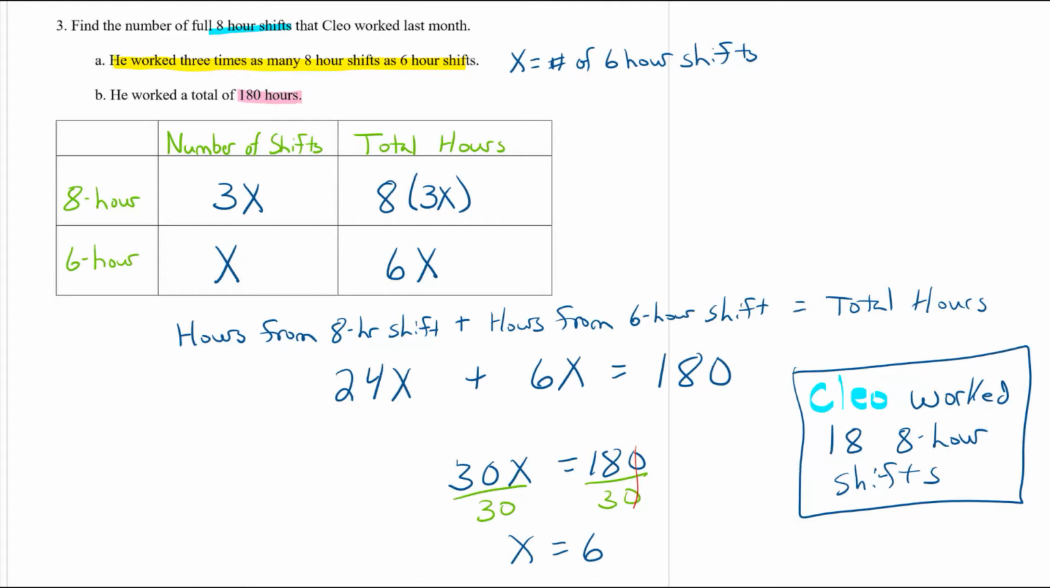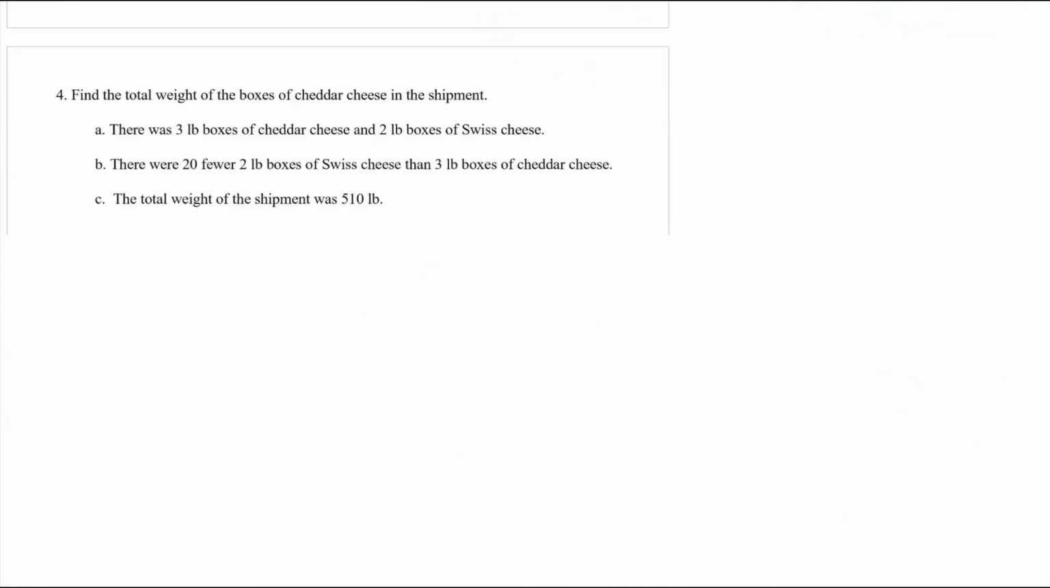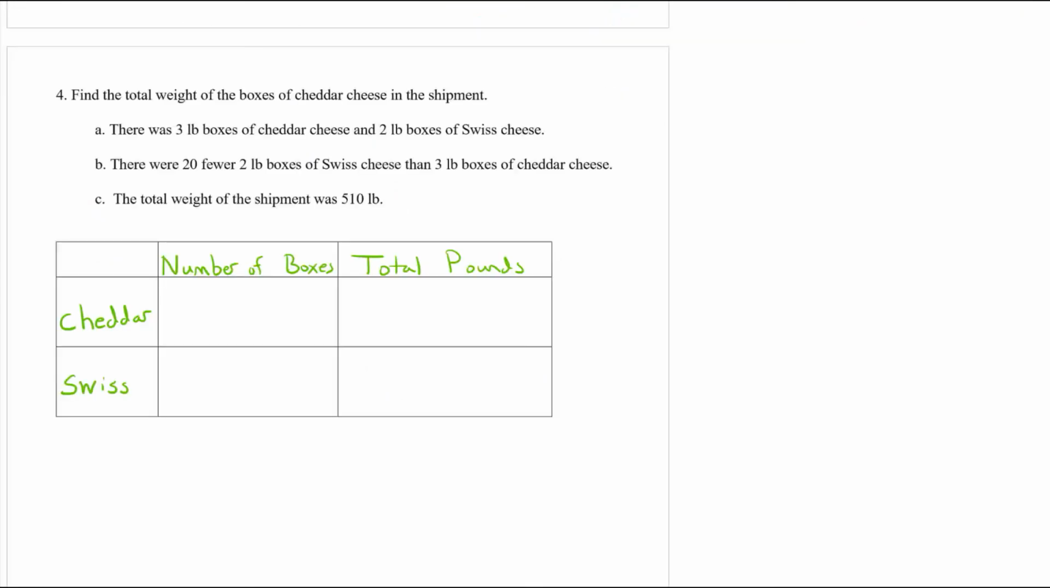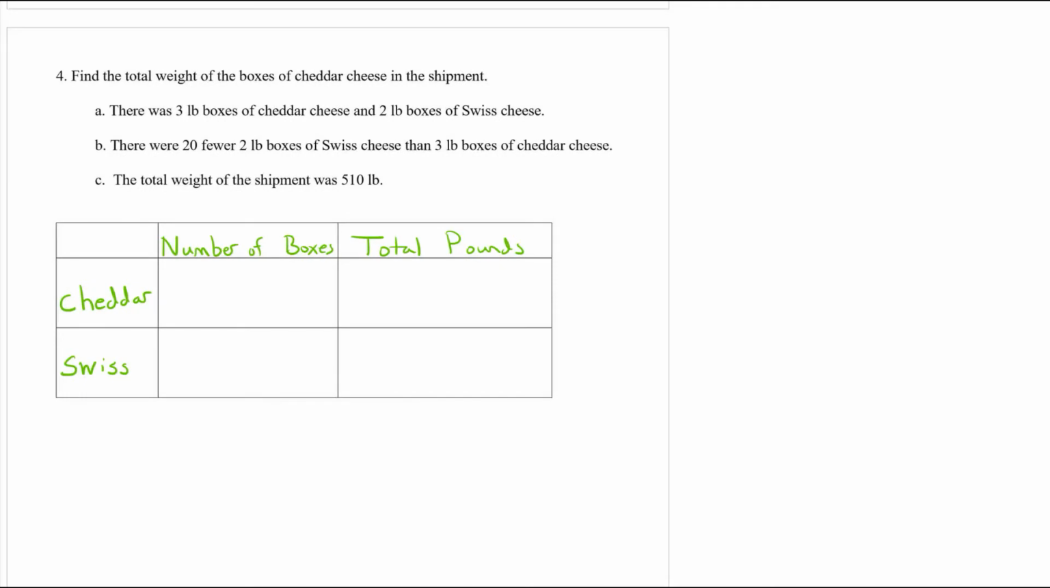Okay, so in the next question, number 4, it's a very similar setup. So I'm going to let you do that, thinking about the fact that we have 2 different types of cheeses, cheddar and Swiss, and then we want to think in terms of number versus total pounds. And so again, you'll see that the boxes each have a different weight. So I'm going to let you work on that and put your answer in the question box.